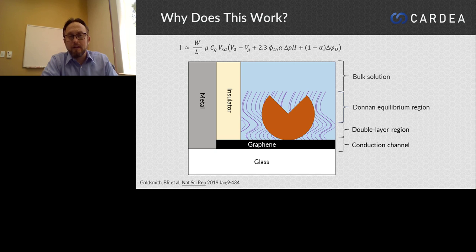The base of the conductor, the graphene, is our conduction channel, and that forms the basis for our circuit. What we're doing is we're changing the gate on the graphene. So in this equation above, there's a whole bunch of stuff in the beginning which relates to basically the resistance of the graphene, and then there's some terms inside those parentheses that talk about what the gate is doing. The bulk solution is setting the overall gate voltage. That gate voltage is modified by two things, the double layer region and the Donnan equilibrium region.